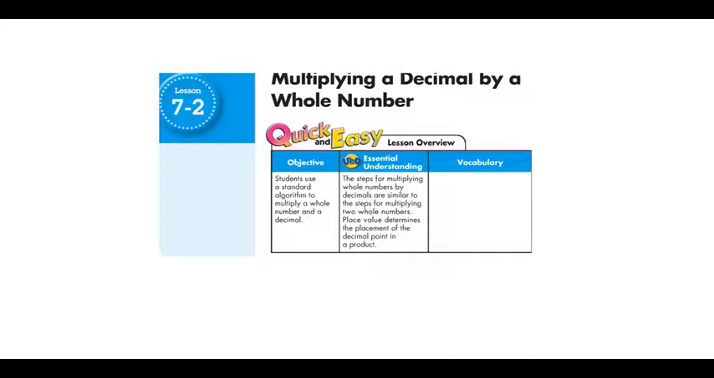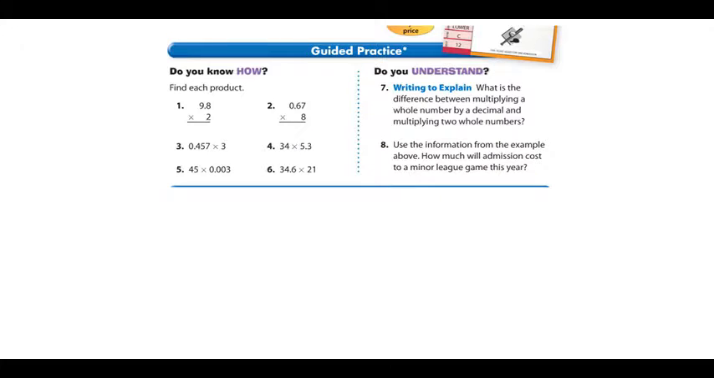Topic 7, Lesson 2, Multiplying a Decimal by a Whole Number. Today you will use a standard algorithm to multiply a whole number and a decimal. So let's take a look at what that means. Go ahead and turn to page 172 in your book.